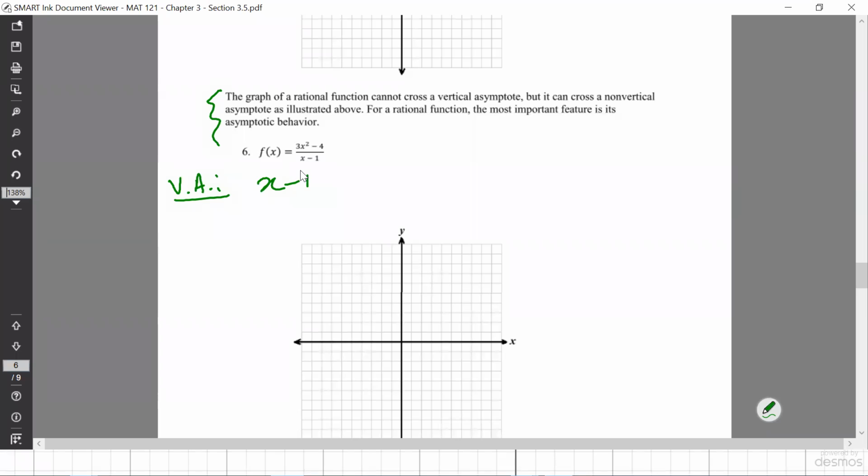So take the denominator, set it equal to 0. X equals 1, which would be here. So like I said, you are going to have an oblique asymptote in this case. And for that, we can use long division or synthetic division. So again, you will see, I believe this is actually the same function we did before.